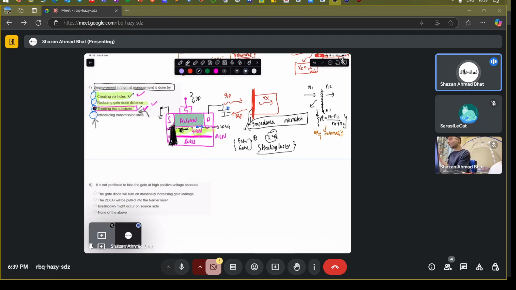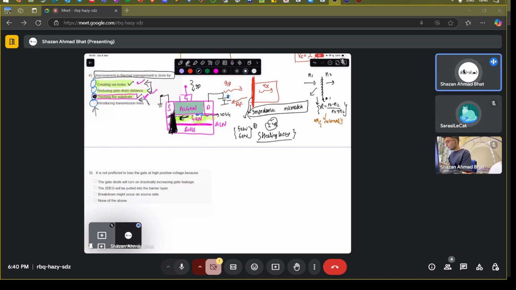But I'm arguing that these two things can also be done for better thermal management of the device. Maybe whoever set the paper has not thought about these two options. If you have doubts that these two should also be answers to this question, as I have mentioned in previous lectures, you should directly write to NPTEL to correct this particular question in the quiz, so that people do not face problems. Okay, so that's about this particular question.